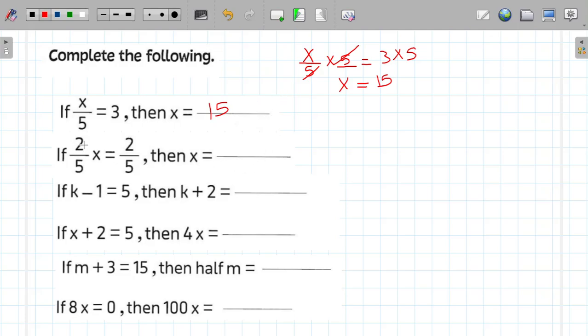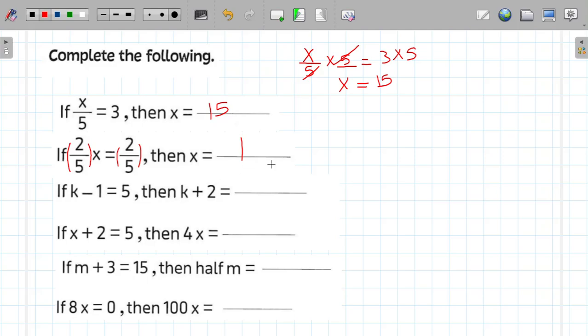Next, I have 2 over 5 times x equals 2 over 5. Any number multiplied by 1 equals the same number. Here I have 2 over 5, and here I have the same 2 over 5. So I multiplied this fraction by 1 to give me the same fraction. Okay, so the value of x is 1.